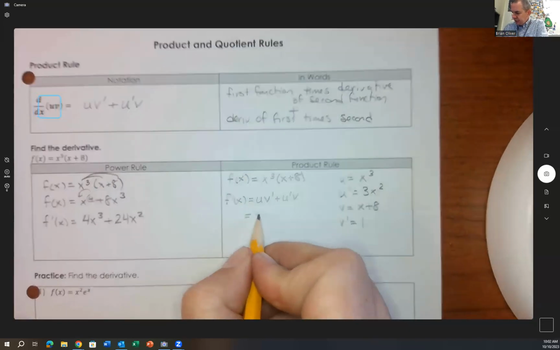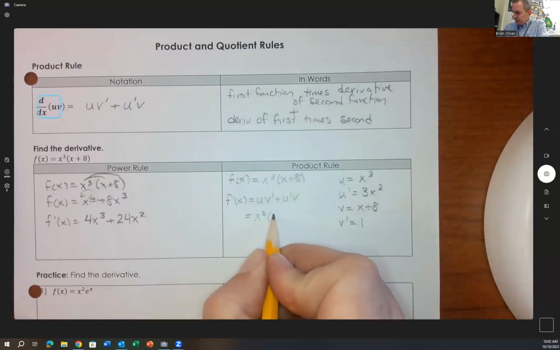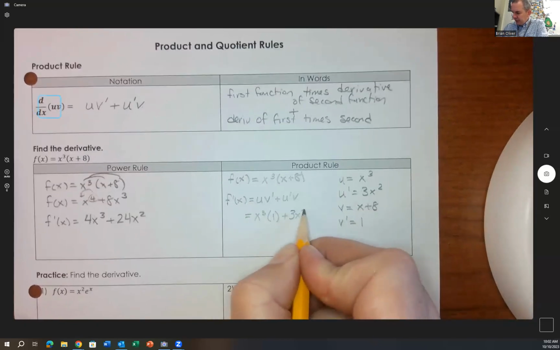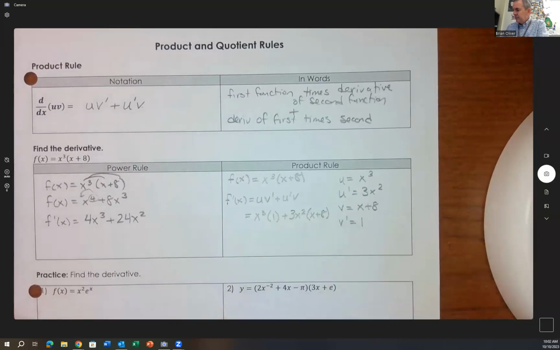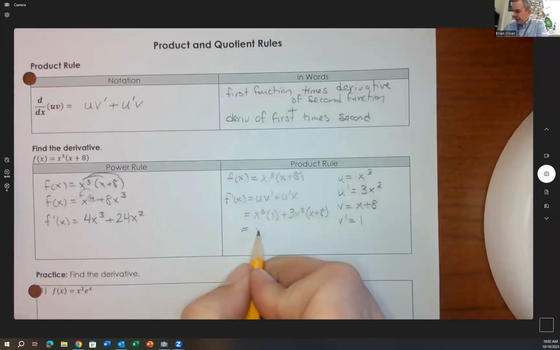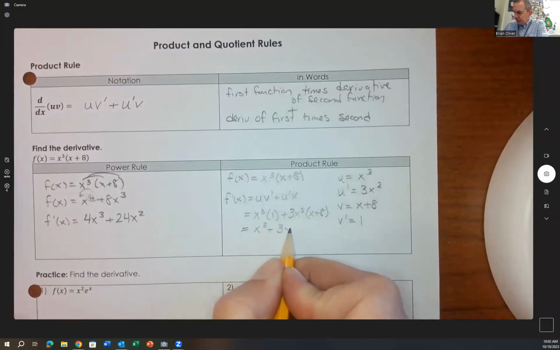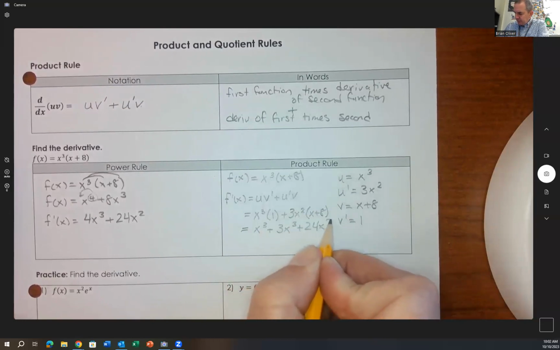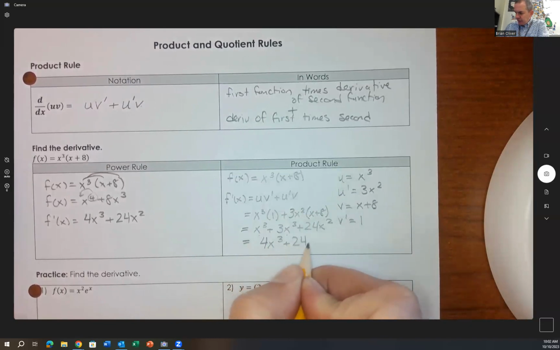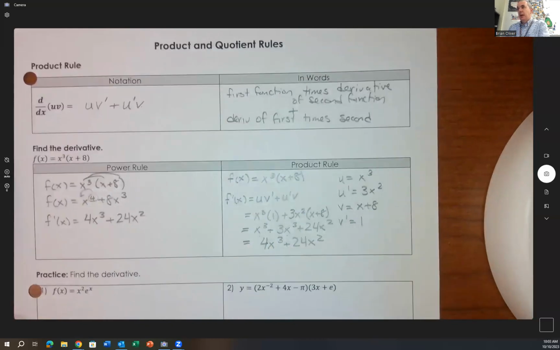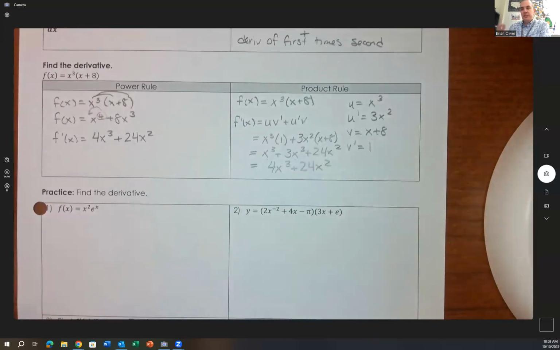So substituting in, it's x cubed times v prime, which is 1, plus u prime, which is 3x squared, times x plus 8. And then if I wanted to simplify that, that would be x cubed plus, if I distribute, 3x cubed plus 24x squared. And that's going to give me x cubed plus 3x cubed, which is 4x cubed plus 24x squared. And notice I got the same answer, but I used what's called the product rule. So the product rule often gives you a quick way to do it. Sometimes easier, sometimes not, but it's a tool at your disposal, so you don't have to do that f of x plus h thing.